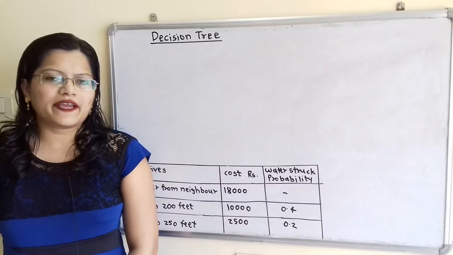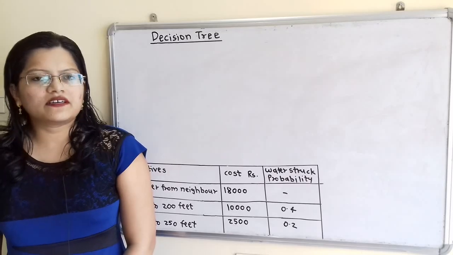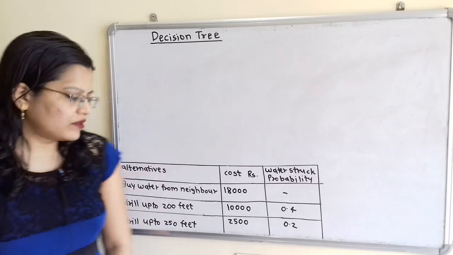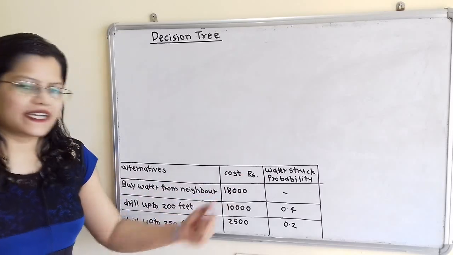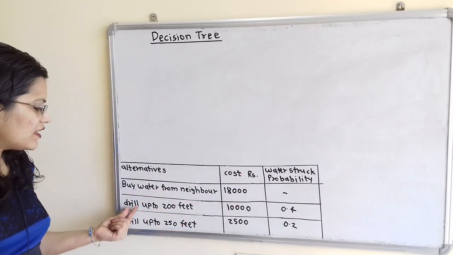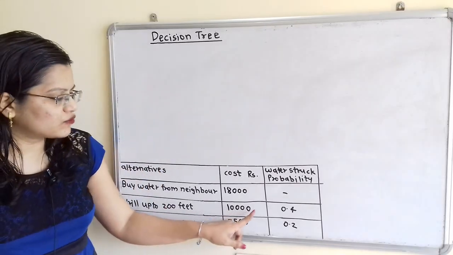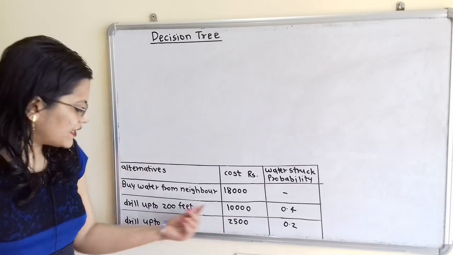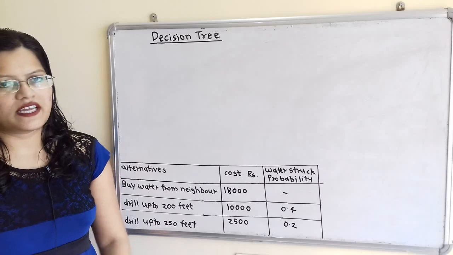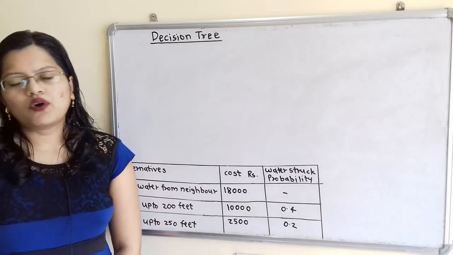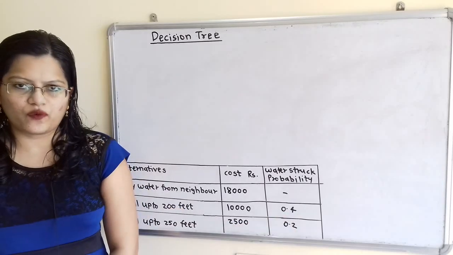We will prepare a table as per the given question. Now for the decision maker, there are 3 options. First option is to buy water from neighbor, which costs rupees 18,000. Second option, drill well up to 200 feet, which costs 10,000 rupees. Now if we drill well up to 200 feet, then there are 2 chances, that is water struck or no water struck. For water struck, probability is given 0.4.